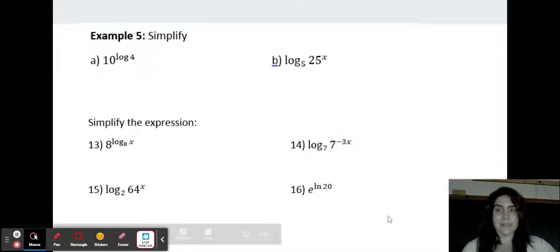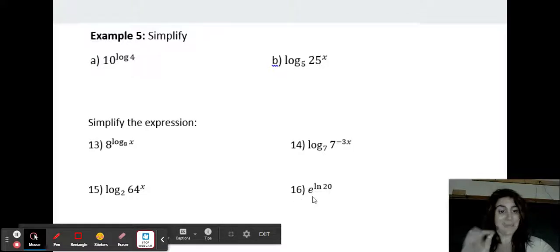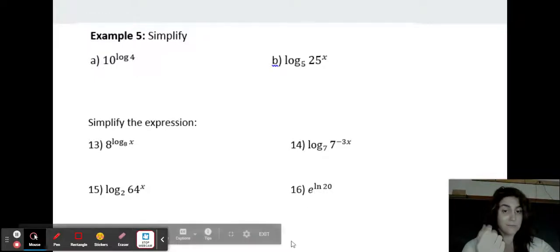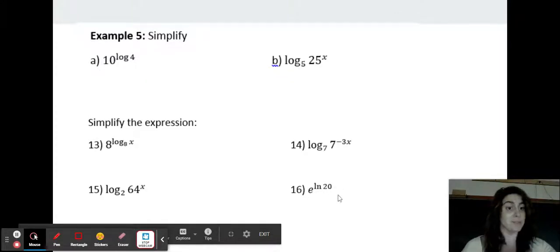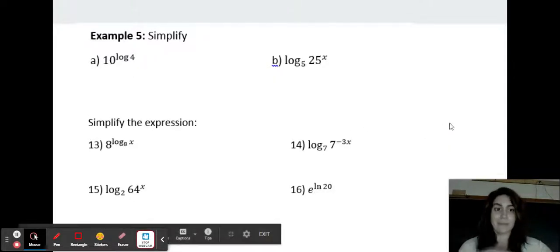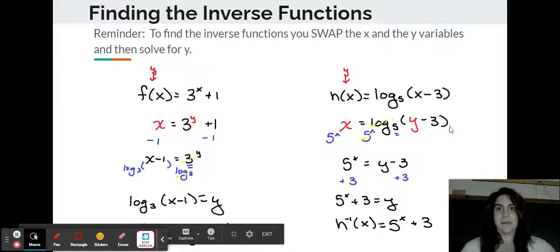One thing to note, again, down here in 16, I have e to the ln. Base e is your natural number. Ln is your natural log. Those two are going to cancel. So this e and this ln are going to go away. You're going to be left with just the argument, which is 20. Okay. So again, be aware of the base logs of the natural base, e and ln, and of your common log, which is a base 10. And yeah, we'll go over these more in class.